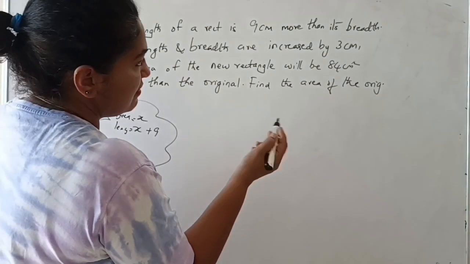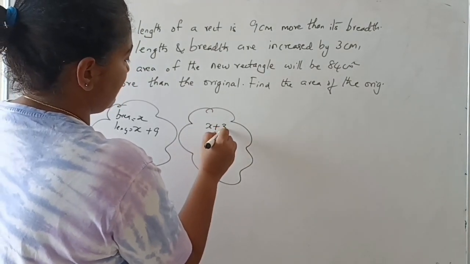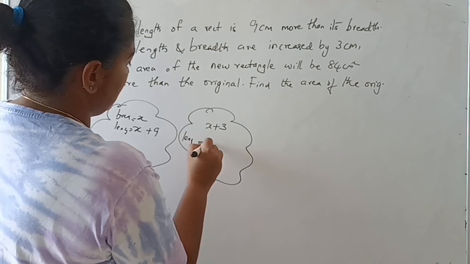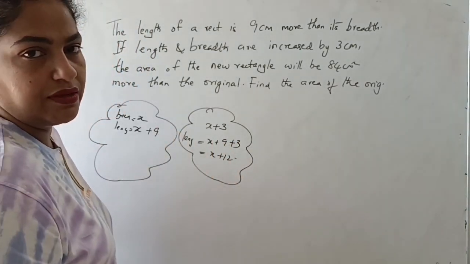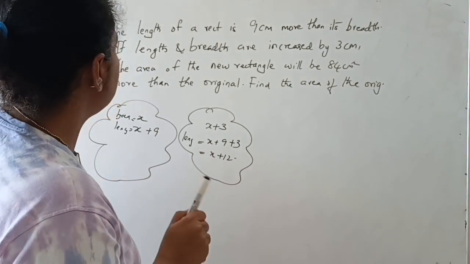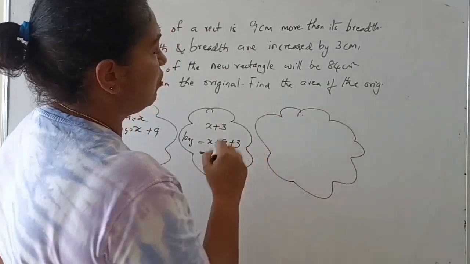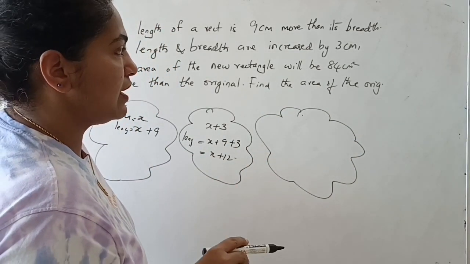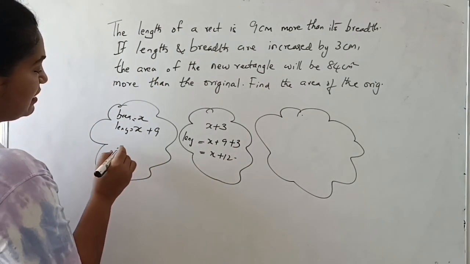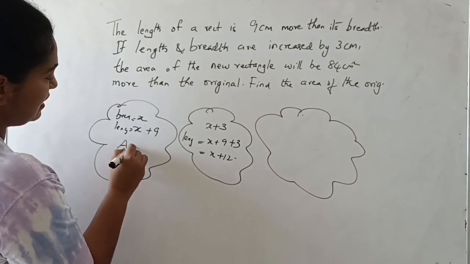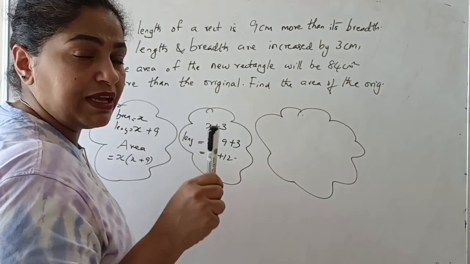If the length and the breadth are increased by 3 cm, there comes our natural progression. So my breadth has now become x plus 3 and my length has now become x plus 9 plus 3, which is x plus 12. The area of the new rectangle will be 84 cm square more than the original area. What is my original area? My original area is always length into breadth. So my area will be length into breadth. This is my original area.